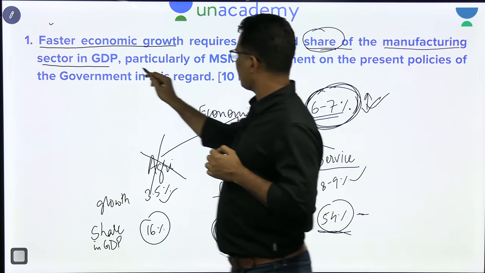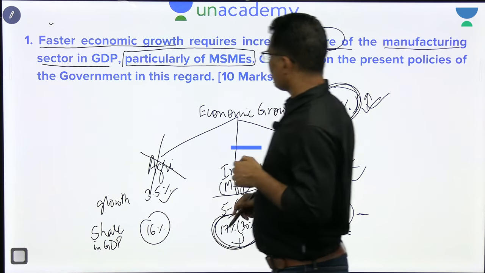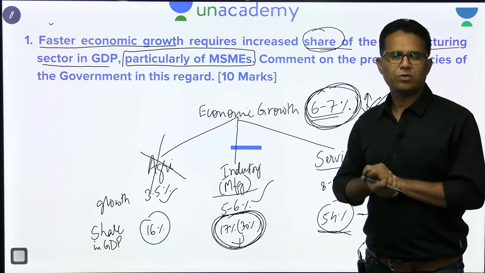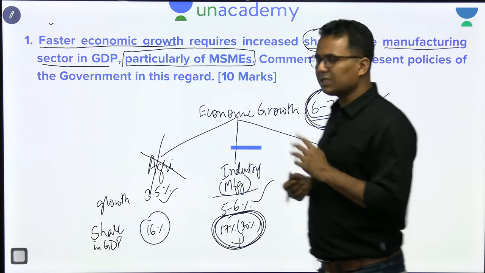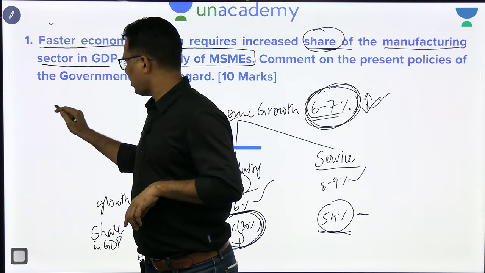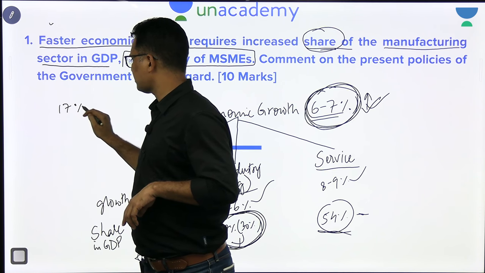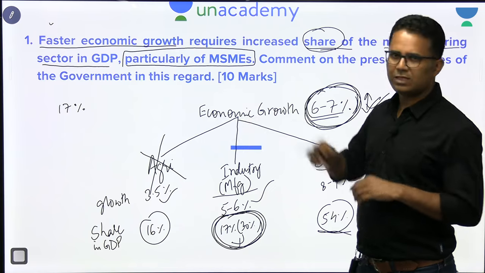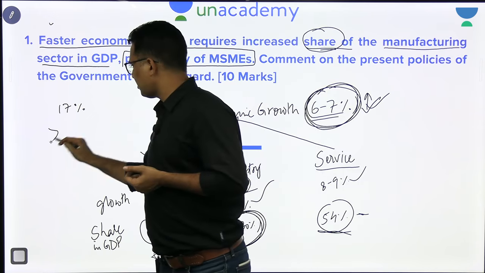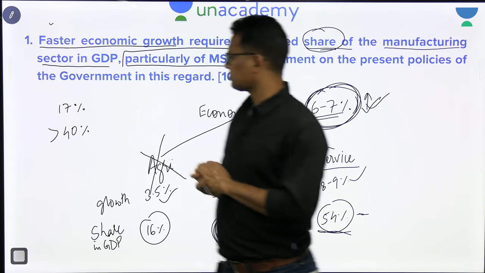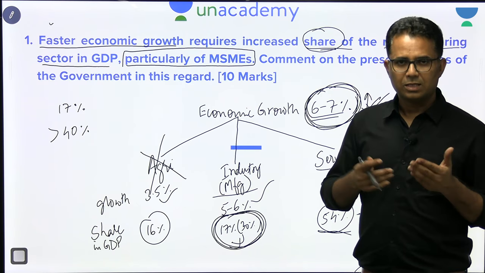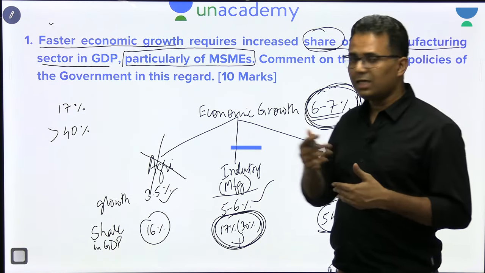Now coming to MSMEs in particular. This question says a larger share of manufacturing, and then it says particularly of MSMEs. So how will you justify this? The justification is that manufacturing share in GDP is 17%, but MSMEs' contribution in manufacturing is more than 40%. MSMEs' share in manufacturing is more than 40%. This tells about the importance of MSMEs in manufacturing.